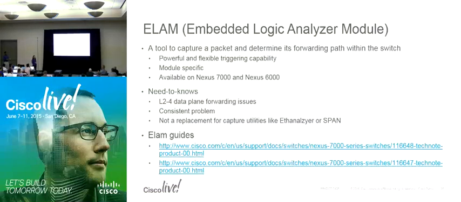It needs to be a consistent problem. If the problem is intermittent, we are not going to be able to use this. Because with ELAM, we set a filter and we capture the first packet that hits the filter. Okay, so if you want to capture the packet that's being dropped, it's not going to do it. And it's not a replacement for either an analyzer or SPAN.